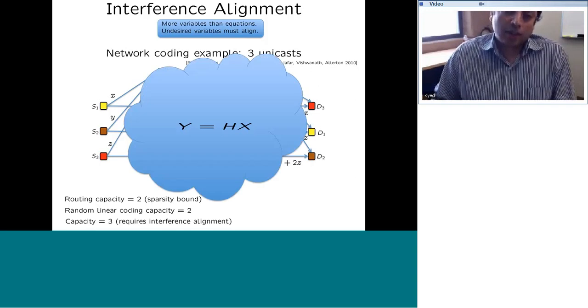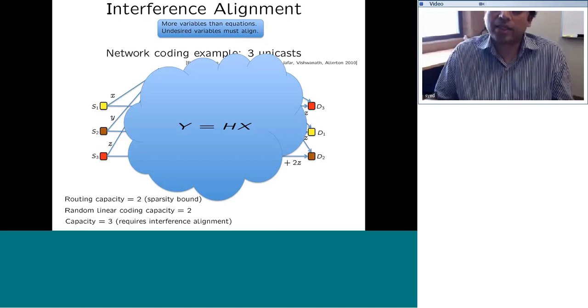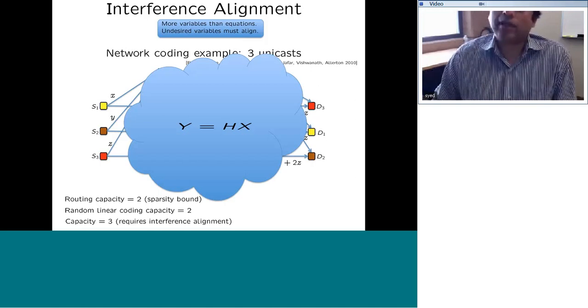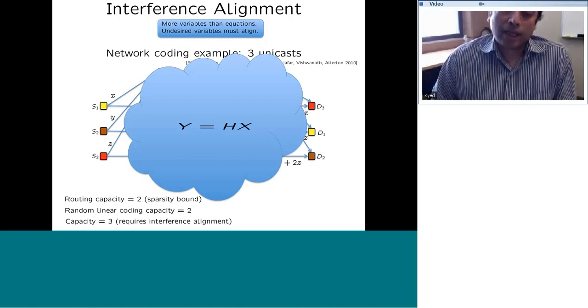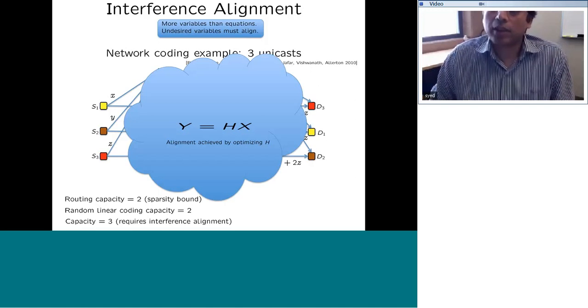Now, if we think about this problem again, what's happening here, if you look at the sources and destinations, everything in between as a network, then it is a linear network because we are performing linear operations. But the alignment was achieved by optimizing that network itself. So the network coding operations that we performed were inside the network. So in a way, we optimized H itself. We made this transformation nice so that alignment happened.